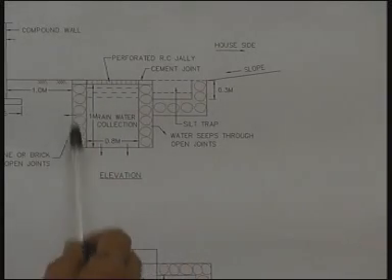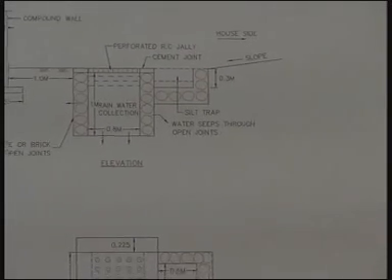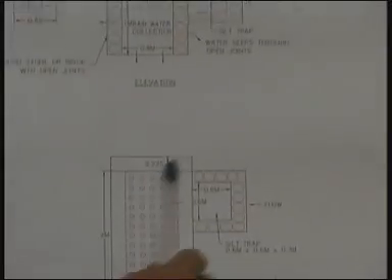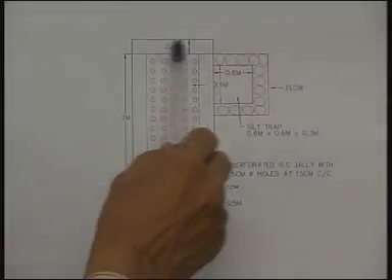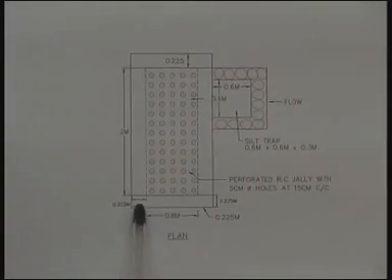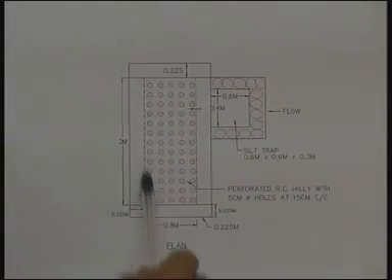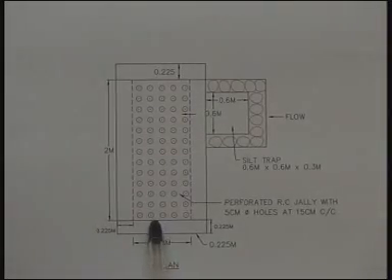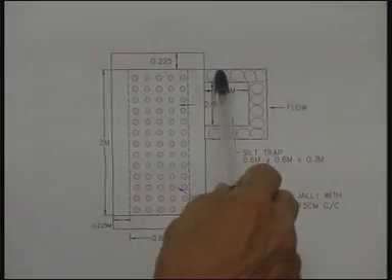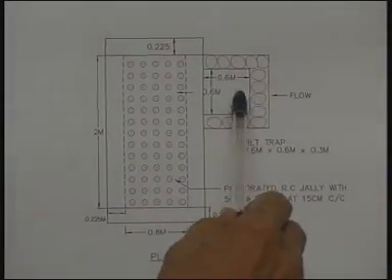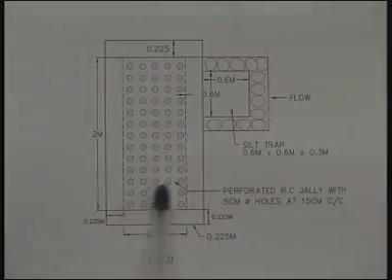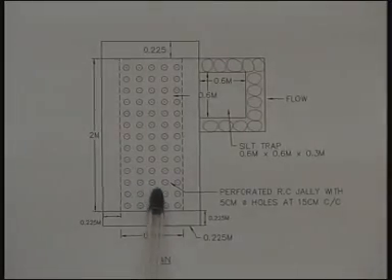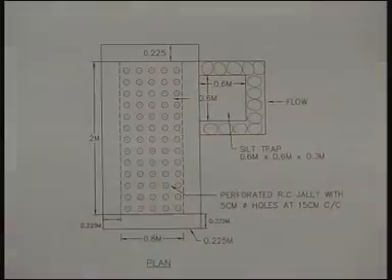And when we see this in the plan, it is something like this. We have rough stone revetment all round of 0.225 meter thick, and this is the RC jali, and this is the silt trap. Water flowing like this will fill this one and overflow into this and flow through the jali holes to fill up this.